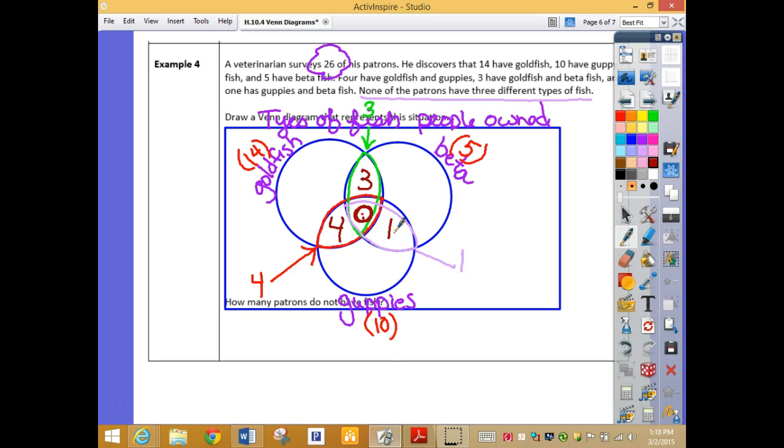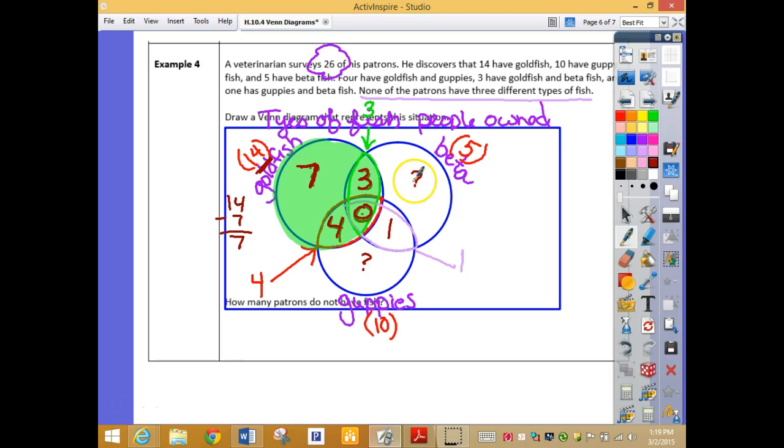Are we done? No? We still want to know the onlys. Can I figure those out yet? Yep. All right, let's do the goldfish first. Looking at just the goldfish. This circle right here. What does this circle have to equal, did we say? It has to equal 14. How many do we have in there so far? 4, 0, and 3. 7. So how many's left over? 14 minus 7 is 7. So 7 had only goldfish.